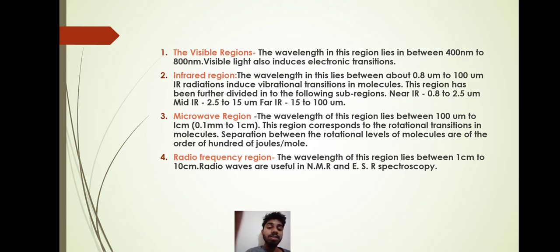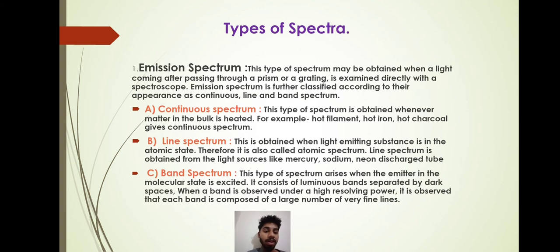Other is the radio frequency region. This is the region of radio frequency which lies between 1 centimeter to 10 centimeter, and these waves are useful in NMR and ESR spectroscopy. Let's move towards the types of spectra. There are various types of spectrum.